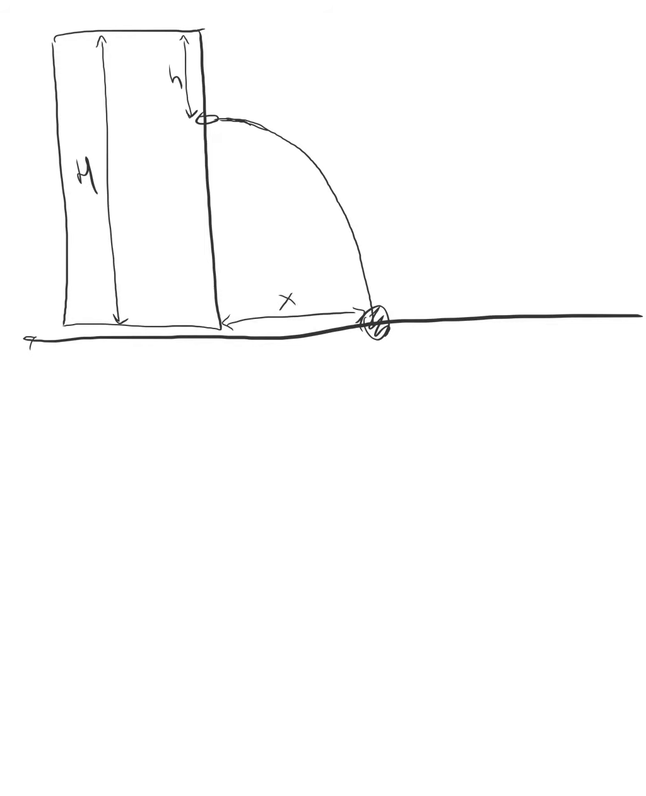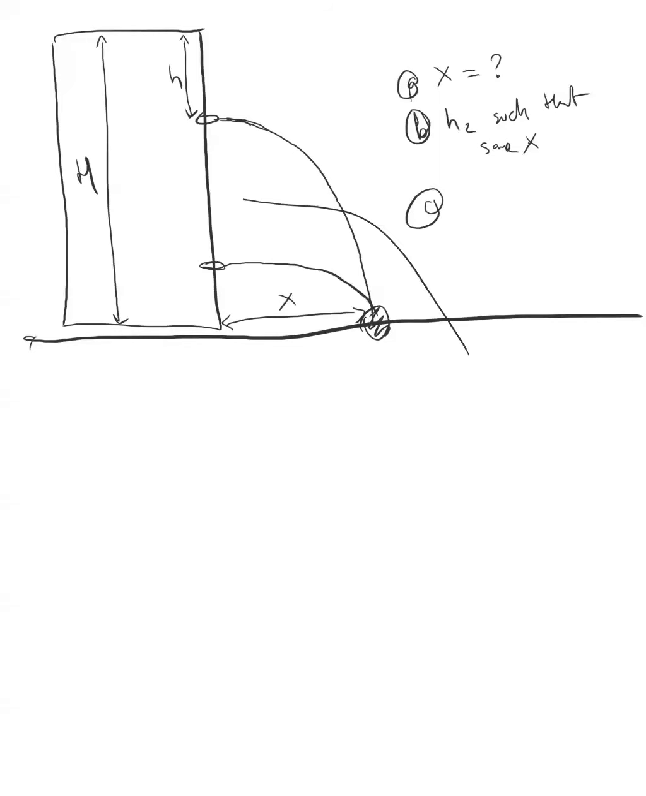There are 3 questions. The first question is, what's distance x? Find x. The second question is, where should I drill a second hole so that the stream of water ends up at exactly the same x? So h2, such that I get the same x. And the third question, the most interesting one, is at what depth should I drill a hole so that this x is maximal?